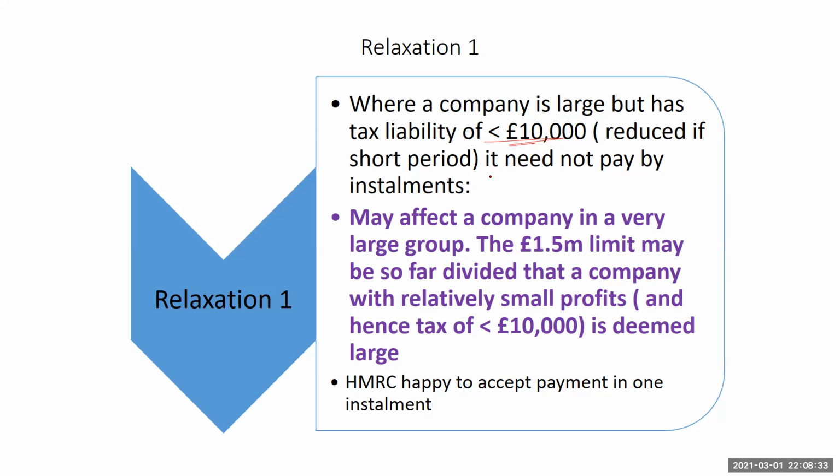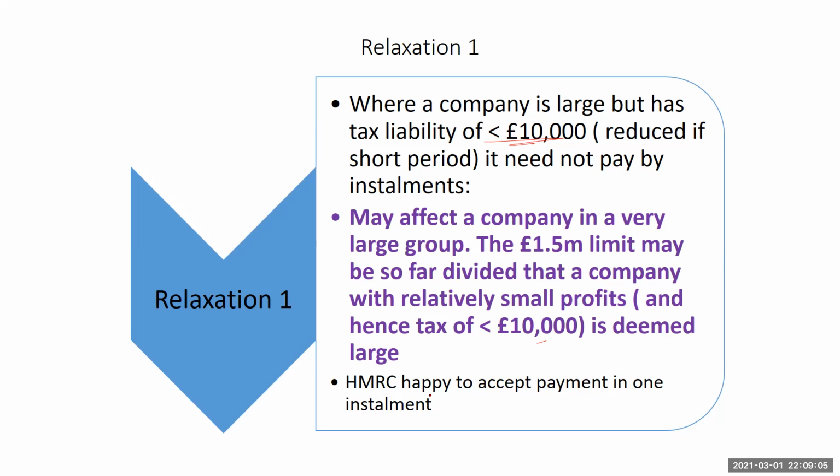We could reduce it if it's short periods, or prorate it, okay? Now, it may affect the company in a very large group. The 1.5 million limit may be so far divided that a company with relatively small profits, and hence a tax of 10,000, is deemed large, okay? We understand this once we start looking at the figures. Not to worry too much. Now, the tax authorities are always happy to accept payment in one installment and not in bits or in pieces, not in piecemeal, all right?